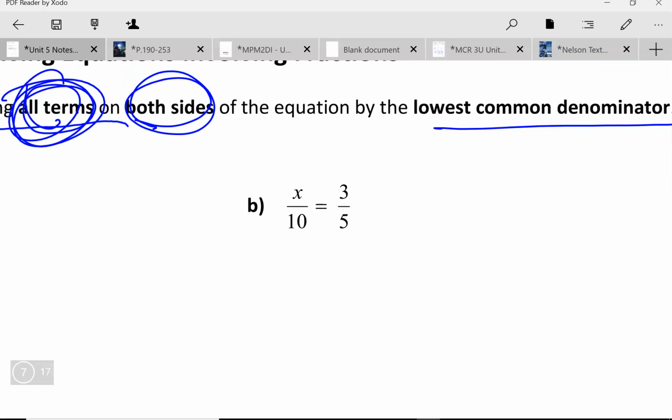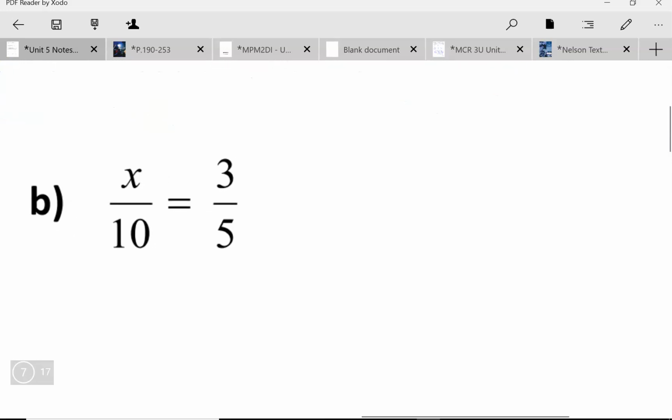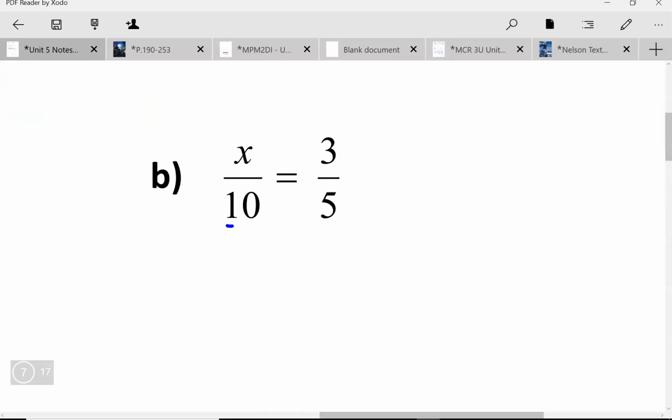Again, if we're multiplying by the lowest common denominator, what's the lowest common denominator between 10 and 5? It's 10. So I'm going to multiply this side by 10, and multiply this side by 10. Do some cross-canceling. The 10 and the 10 go away. The 5 and the 10 become a 1 and a 2. So here I'm left with x equals 3 times 2, which is 6.